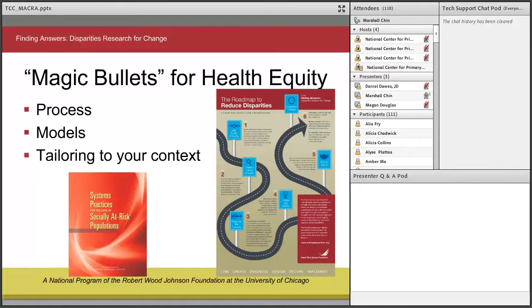One of the pieces of good news, though, is that there's growing consensus on what the right approach is to caring for vulnerable populations and achieving health equity. We run a Robert Wood Johnson Foundation program called Finding Answers, which over the past 12 years has worked on achieving equity, and we've developed a roadmap to reduce disparities. And about a couple months ago, the National Academy of Medicine came out with the report at the left here, Systems Practices for the Care of Socially At-Risk Populations, which has many similarities. And in fact, a lot of our work is referenced in the National Academy of Medicine report.